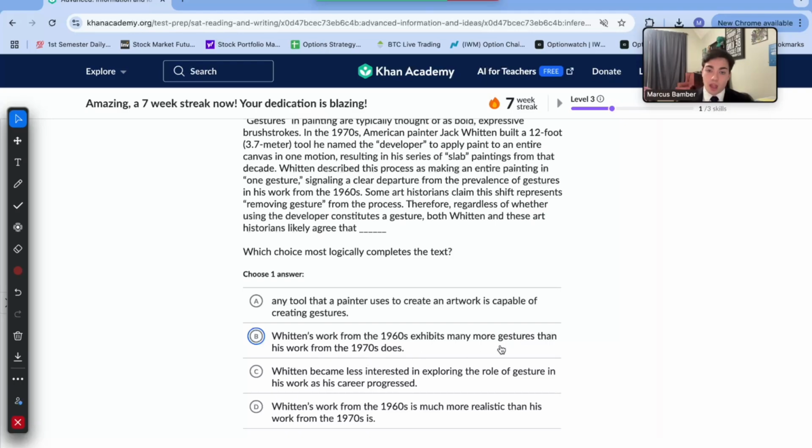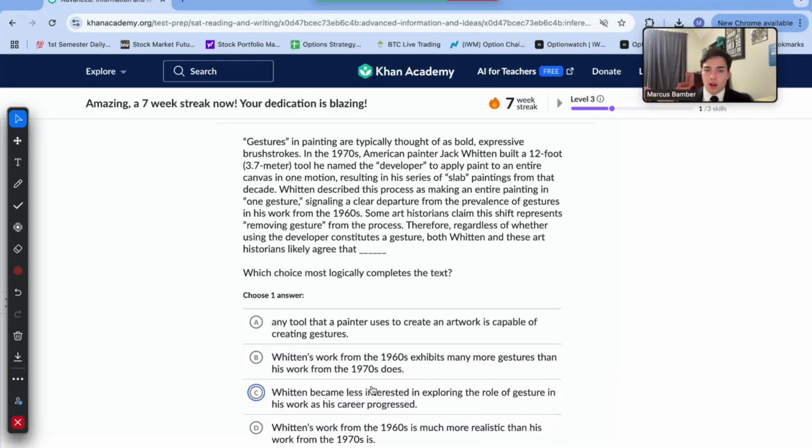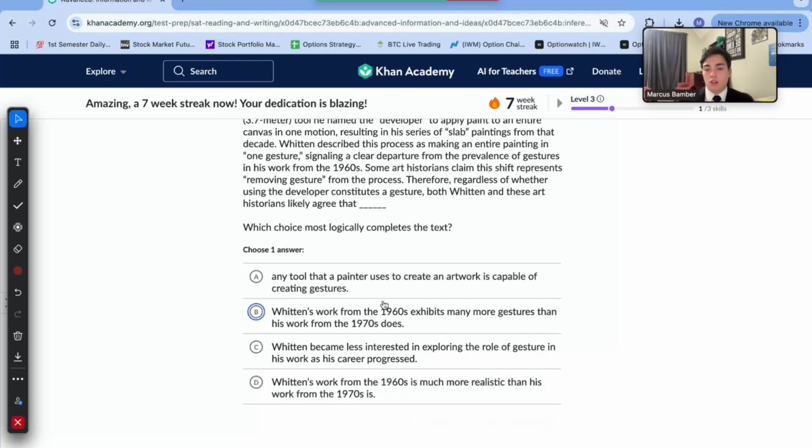70s does. I think that they can both agree here because he describes it as one, regardless of the art historians in the 70s claiming that it removes gesture from the process. All right, so let's look at answer choice C. Whitten became less interested in exploring the role of gesture in his work as his career progressed.